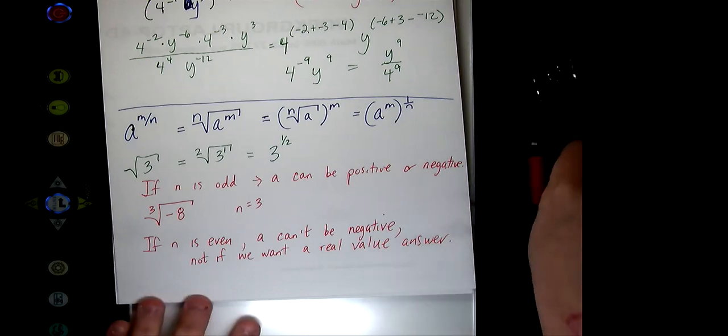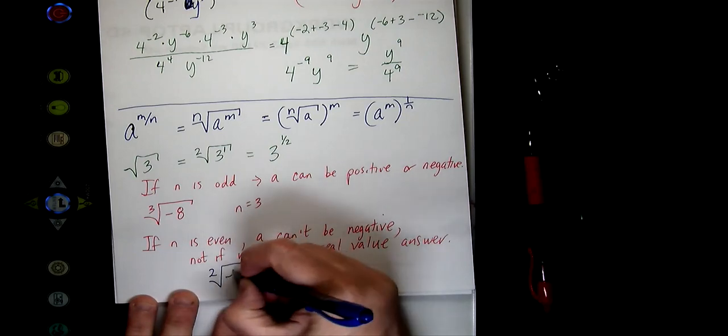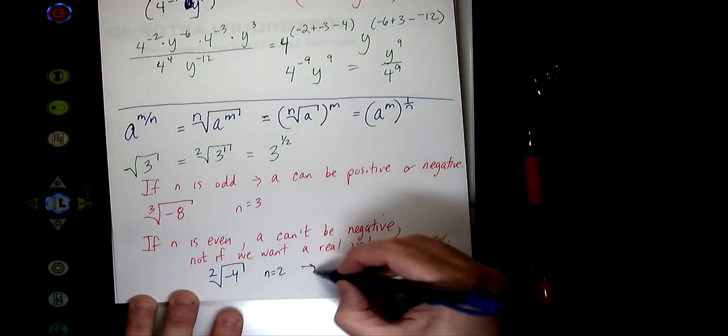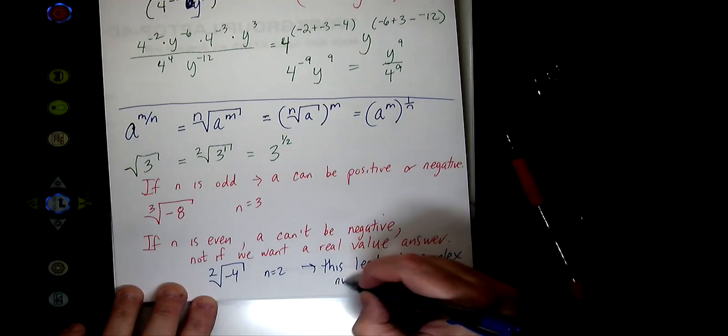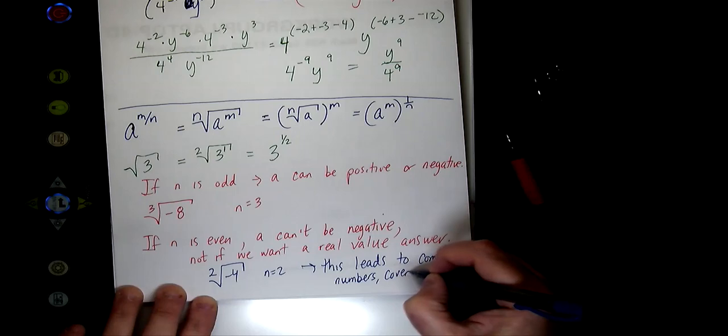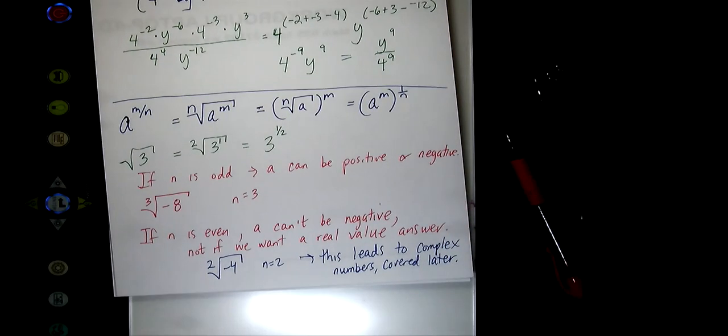When we do have that, like the square root of -4, n here is 2, which is even. This leads to complex numbers that we'll cover later. That good old i, the imaginary number, if you've seen it before, that's where that comes in. It's important. I don't know if you've ever had a teacher tell you why. Electric circuits, alternating current, the mathematics behind it uses complex number theory. That's crazy, right?